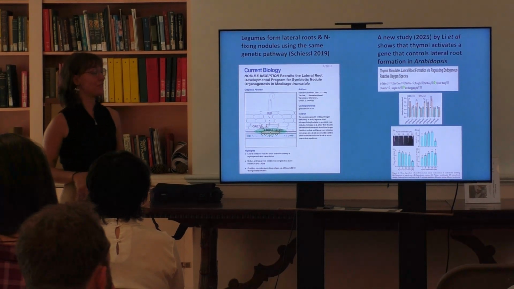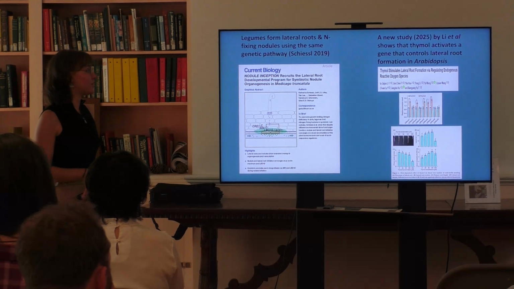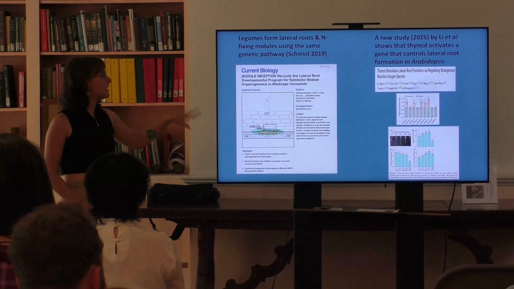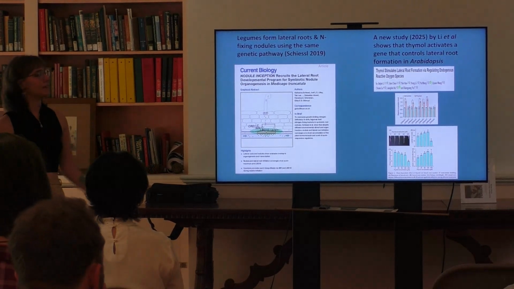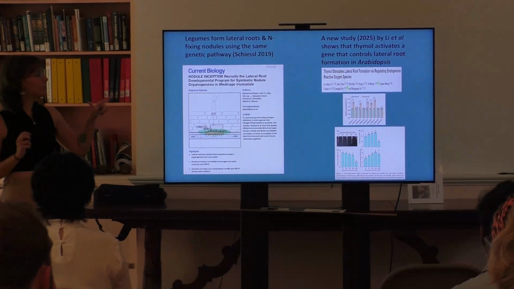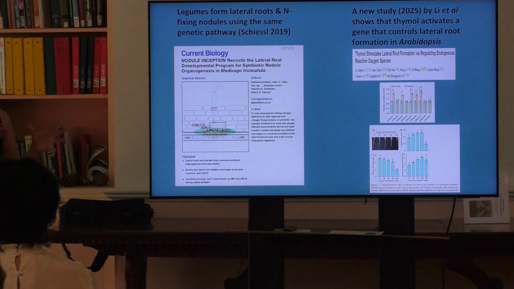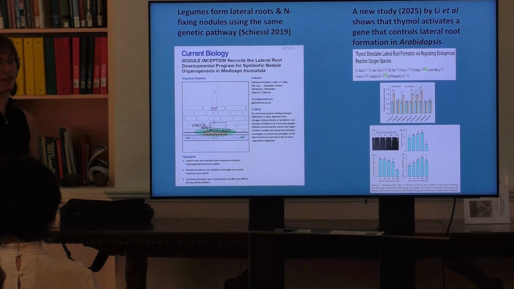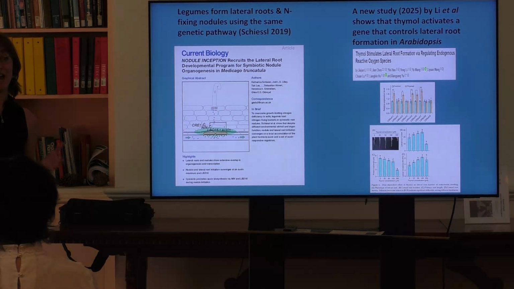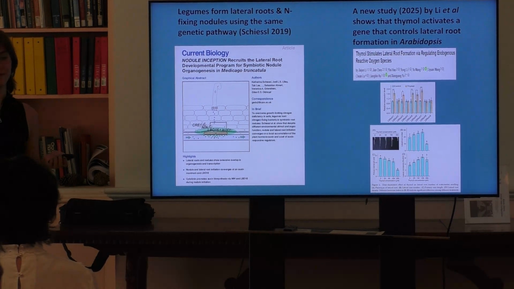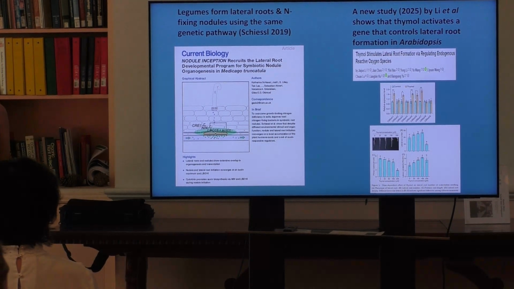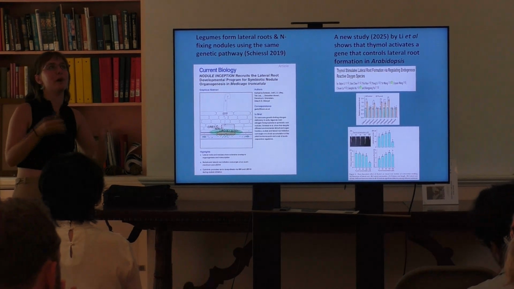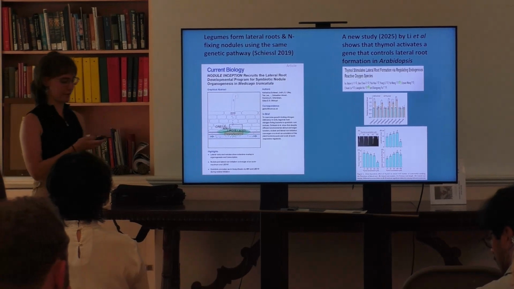A 2025 study, so this year, linked thymol to the activation of a gene that controls lateral root formation. This builds upon a previous study in 2019 that identified that lateral roots use the same genetic pathway as inoculation. So essentially, if you can use thymol to stimulate lateral root development, you're encouraging nodulation at the same time. This is super important for the tepary bean because a Virginia State University study found that on average, tepary beans only have about 2 nodules, and they're located right at the top of the root system. Legumes rely heavily on nitrogen fixation to complete the life cycle. The ability to have robust nodules given their environment is incredibly important for this system.